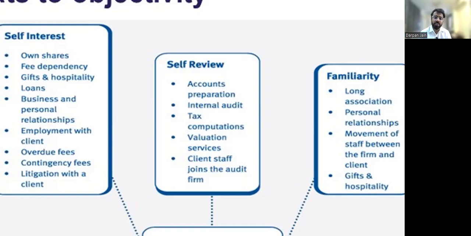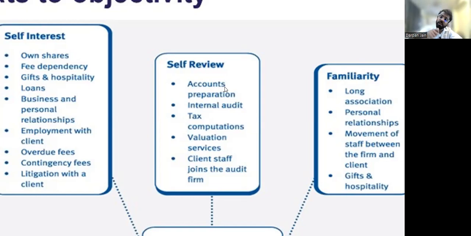Next, contingency fees. What do you mean by contingent? I'm sure you must have heard this word earlier also. Mustaqim says unexpected. But is unexpected the correct word? You must have seen this word in your accounts, right? Contingent liabilities. What do you mean by contingent there?